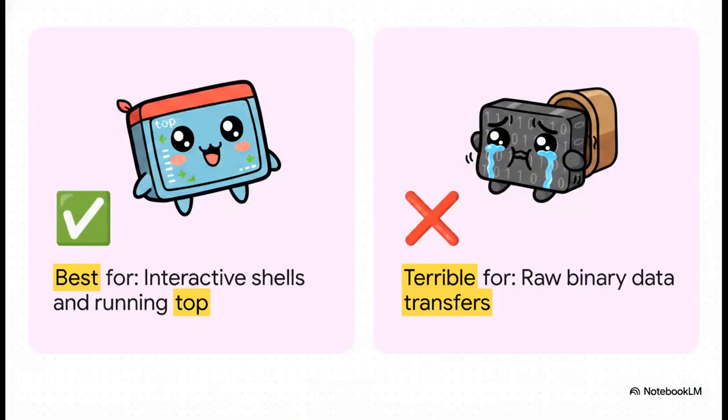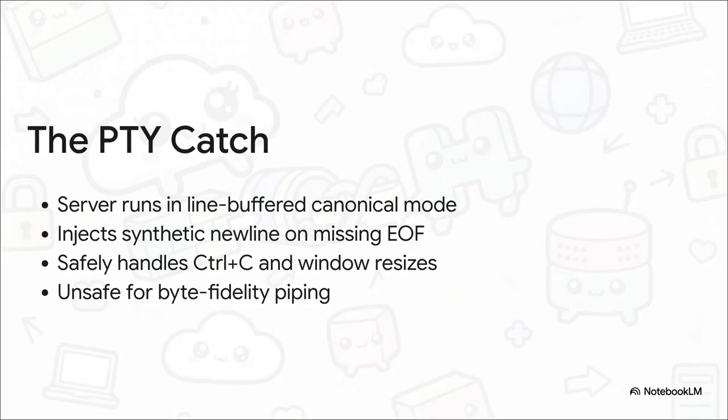So the crucial point here is understanding exactly what this new feature is actually built for. Remote-exec is absolutely incredible for interactive, human-driven tasks: getting a bash shell, running top, or jumping into Vim over HTTP. It's magical. However, it is fundamentally terrible and frankly unsafe for transferring raw binary data. If you need to pipe a binary file, you should definitely be using standard tunnix TCP tunneling, not the remote-exec command. And the reason for that limitation is what we can call the canonical PTY catch.